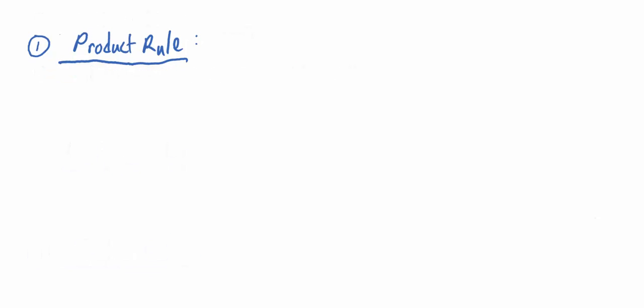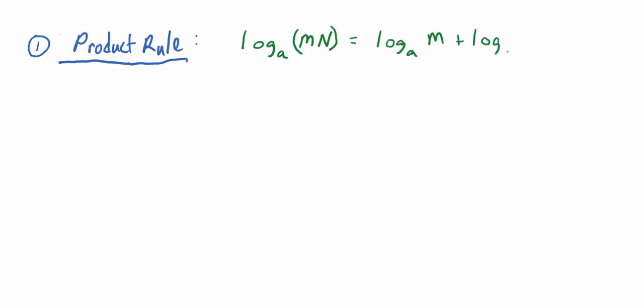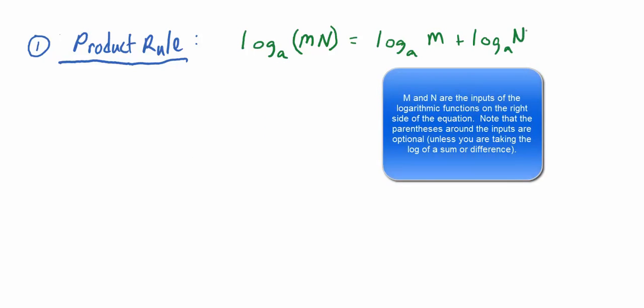The product rule says that log base a of m times n is equal to, anybody remember? Log base a, no, log base a of m. There you go. Plus log base a of n. There you go.